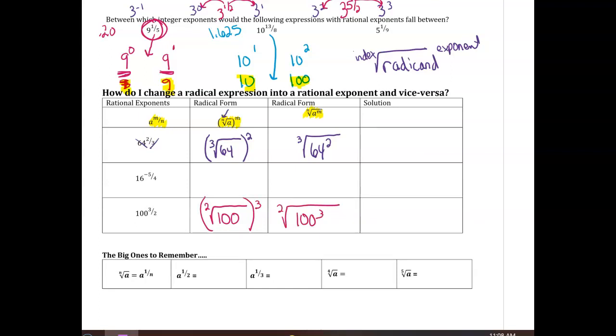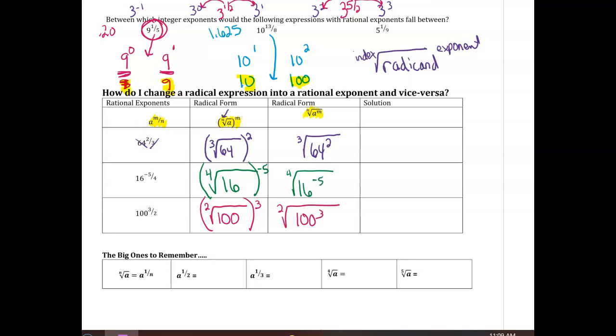So the next one might seem a little overwhelming, and just remember, this negative exponent says it will not make a negative number. It's just going to take our final answer and put it as a fraction. So starting with the check mark, my little index number is a 4. The radicand is a 16. My exponent will be a -5. Or I could write it like this and just put the -5 inside.